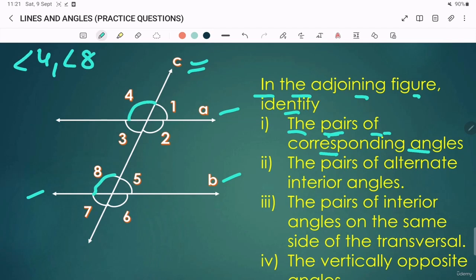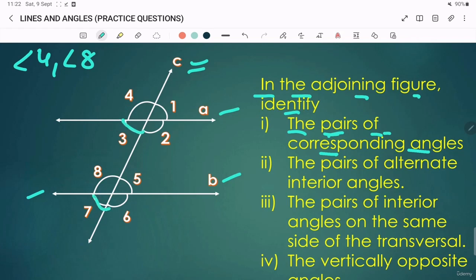We know how to find out corresponding angles. This is angle 8 and this is angle 4. Now join them. Join these two angles. You are getting something like this. This is letter F. Therefore, these are corresponding angles pair.